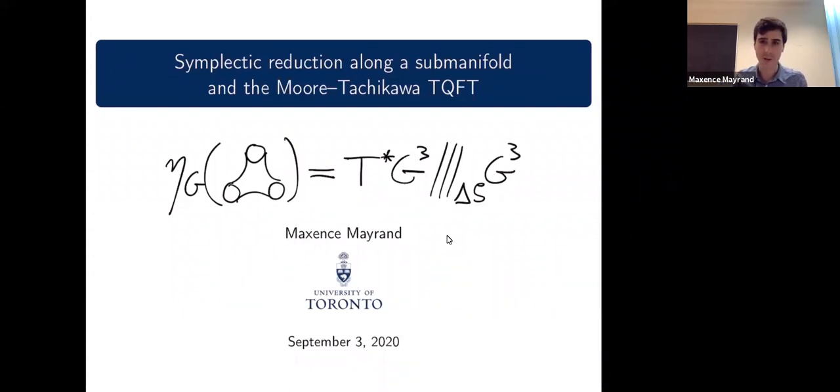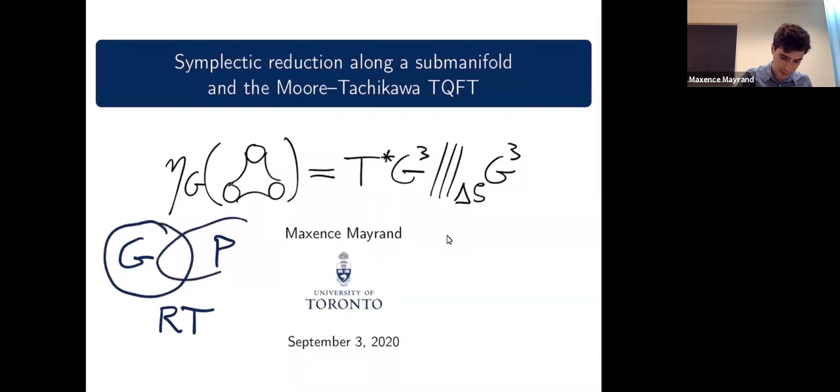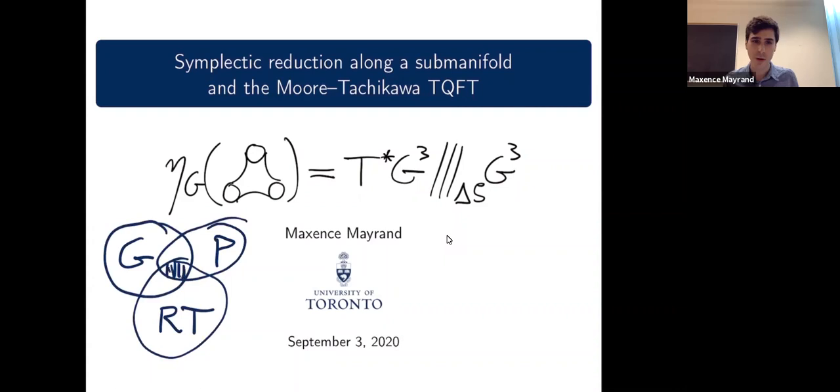Yes, I thought it would be nice to talk about this Moore-Tachikawa conjecture in this specific seminar because it's a seminar about geometry, physics, and representation theory. And this Moore-Tachikawa conjecture is something which is right at the intersection of the three. Although I won't say too much about the physics point of view, which is the origin of this conjecture, I think it's a very interesting conjecture.